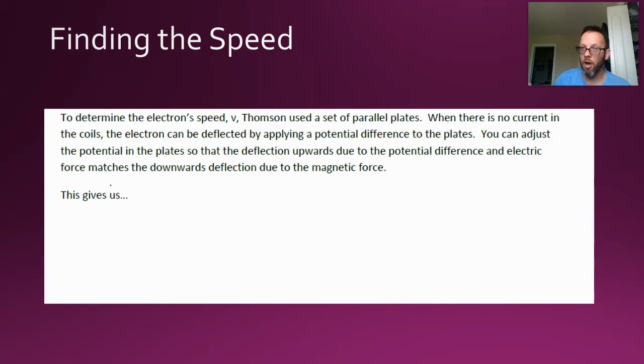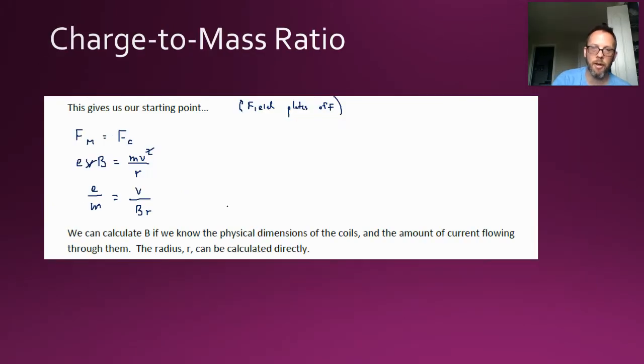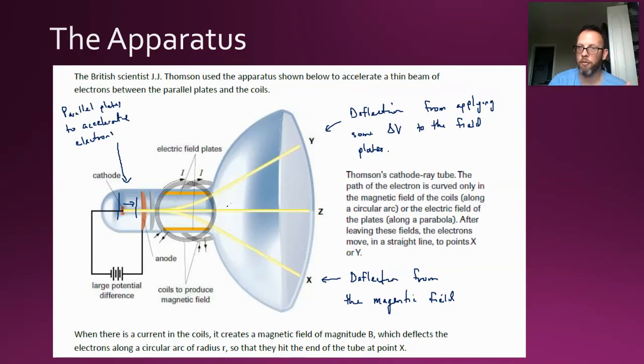So now we're turning off the magnetic field for the plates, and you can adjust the potential in the plates so the deflection upward is exactly the deflection downward, and you get the two being equal to each other. At some point, by just varying the knobs, you can make these two things balance. F_m equals F_e. As we talked about in our diagram, if those two things are balanced, we're going to hit point Z in this diagram.